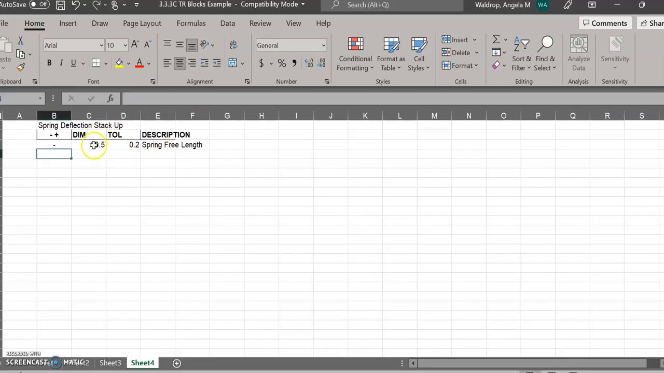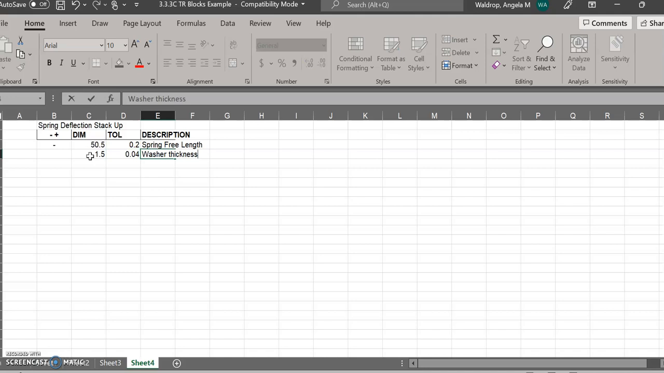So I'll go ahead and put that in, 1.5 plus or minus 0.04. And I'm going to say washer thickness. And I'll put my negative orientation in there.